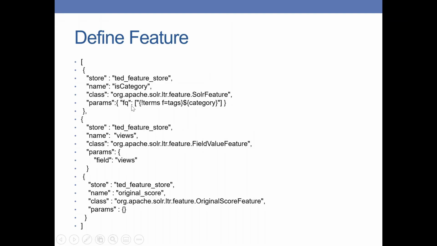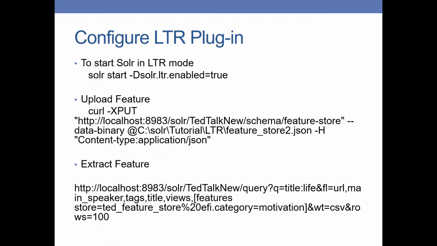Since I'm doing a filter query, I'll be using a Solr feature class. Here I'm filtering the tags field by passing the dynamic variable category.